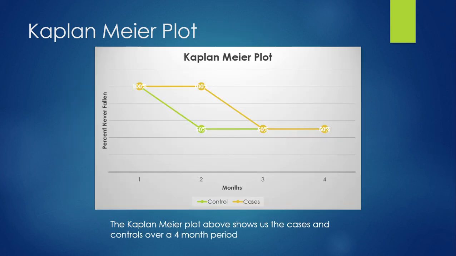So after we complete that, we're going to have to make this Kaplan-Meier plot official. So we're going to be doing this in Excel. So what you need to do is copy the data from the last plot, from the last two data onto Excel, and then we're going to highlight all of the data. Once you highlight it, you're going to go to the Insert tab and then click Insert Line or Area Graph. Once you do that, this graph is going to be one of the options that pop up, and you're going to click it. So this Kaplan-Meier plot above shows us the cases and controls over a 4-month period.